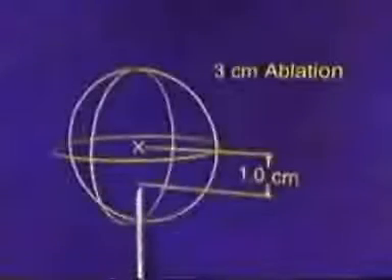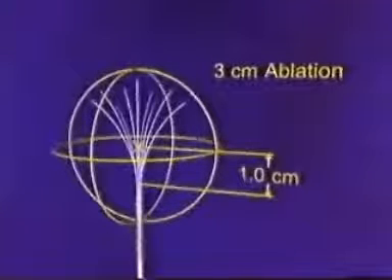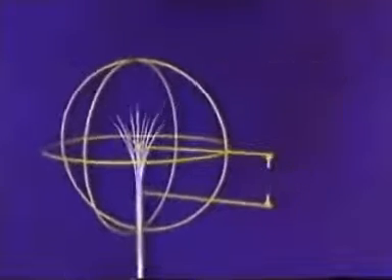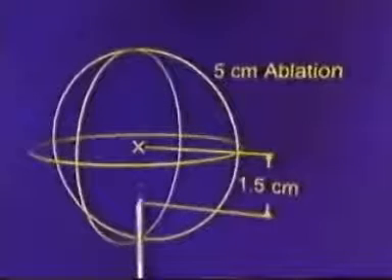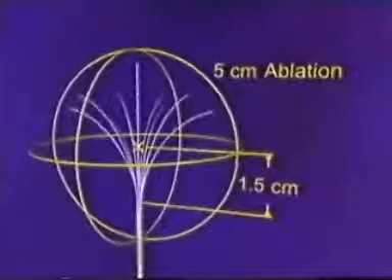Next, the device is placed under ultrasound guidance. If using the Starburst 3 centimeter device, the trocar should be placed approximately 1 centimeter from the center of the intended area of ablation. If using the Starburst XL 5 centimeter device, the trocar should be placed approximately 1.5 centimeters from the center of the intended area of ablation.